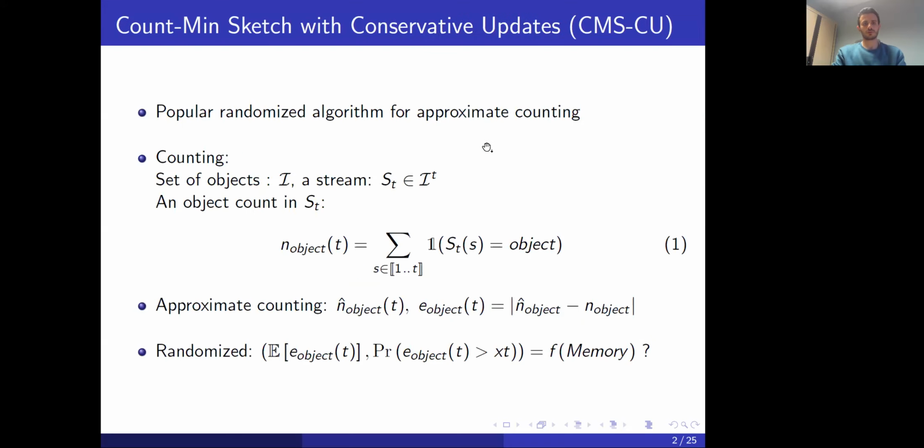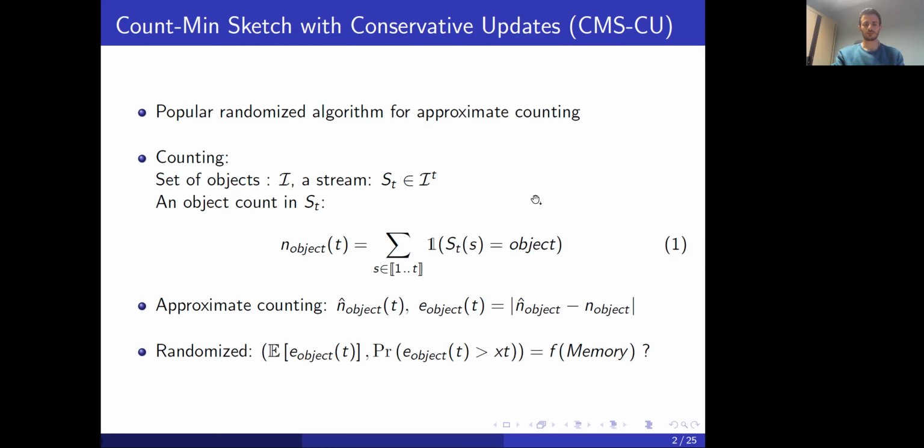So first, we will see what a count mean sketch with conservative updates is. It's a popular randomized algorithm for approximate counting. Counting is a classical problem. You have a set of objects I, and a stream ST of these objects. The objective is to compute the number of occurrences of these objects in the stream ST, as we can see in equation 1.